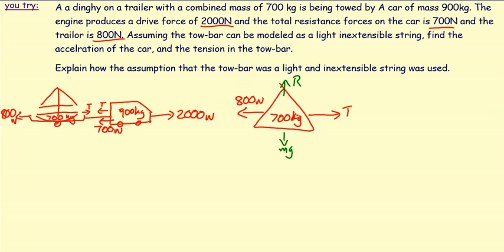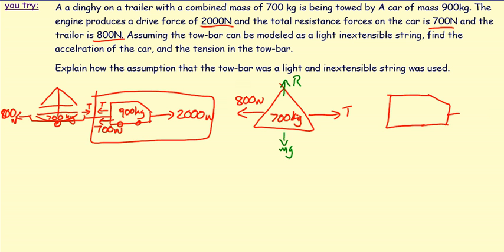Then let's just take this part for the car. So here's the car, and we're going to have 2,000 newton driving force, same but opposite direction tension, 900 kilograms, and again, two forces that we don't need. We don't need to worry about the weight or the normal reaction force.